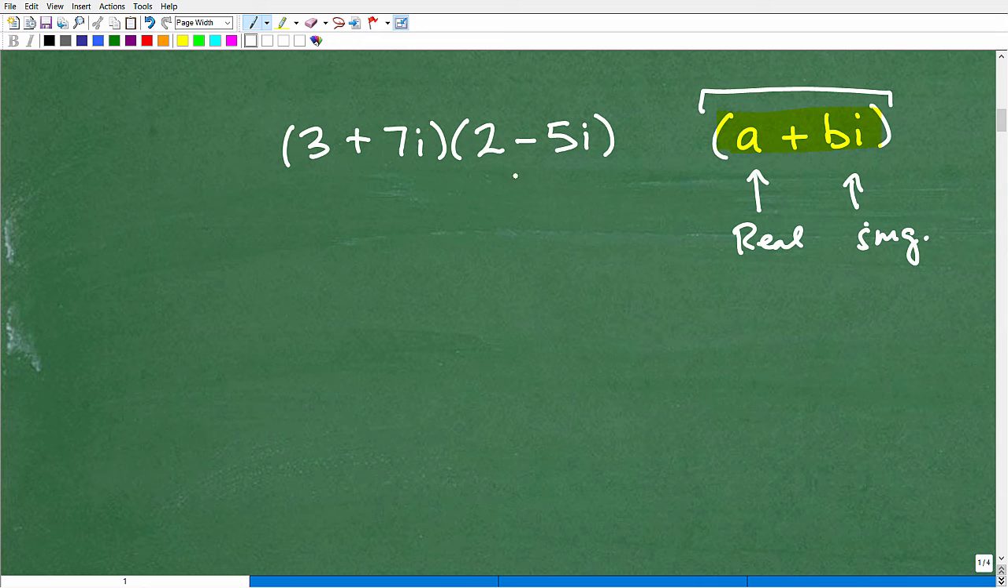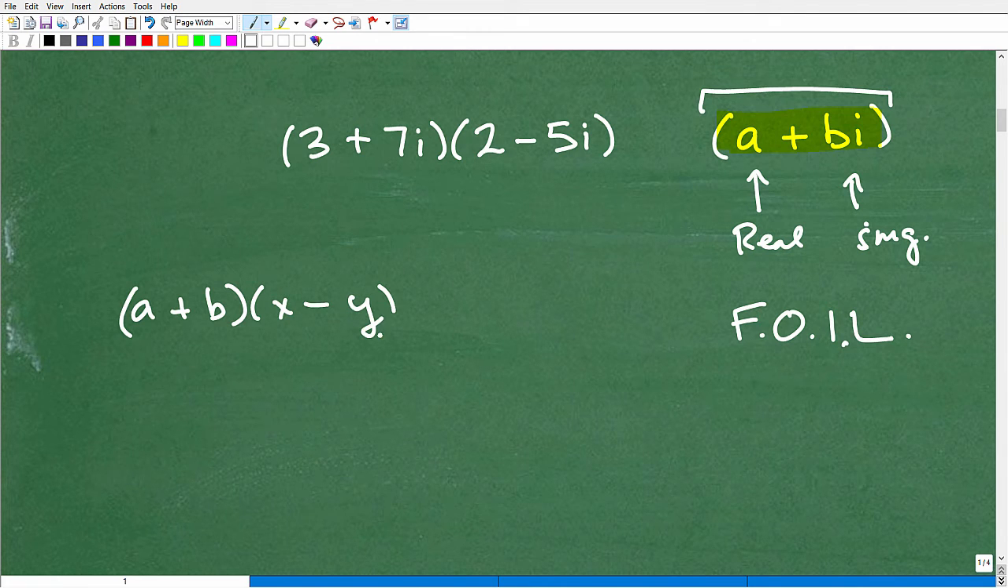And what we're going to do is essentially use the FOIL method. You remember the FOIL method from basic algebra. If you need a review on this, check out the FOIL method in my Algebra 1 playlist. Basically, you need to know how to do basic multiplication of something like this, a plus b times x minus y, just two binomials. The FOIL method, remember, is first, outer, inner, last.